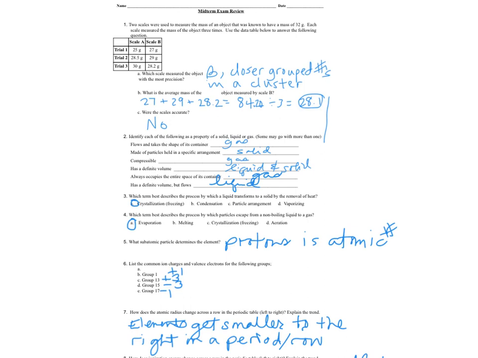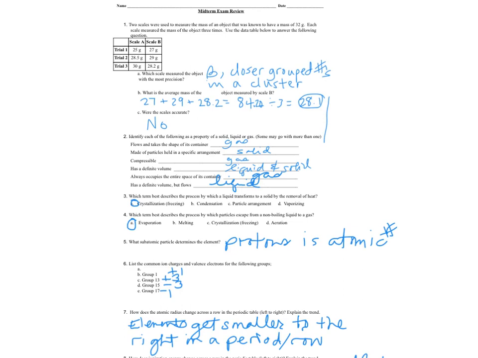Well, in the first sentence it says that there are two scales used to measure the mass of an object that was known to have a mass of 32 grams. So if you look at scale A and scale B and look at the number values for each of the trials, none of those are accurate values close to the 32 grams that we know the object weighs. So neither scale will be accurate.